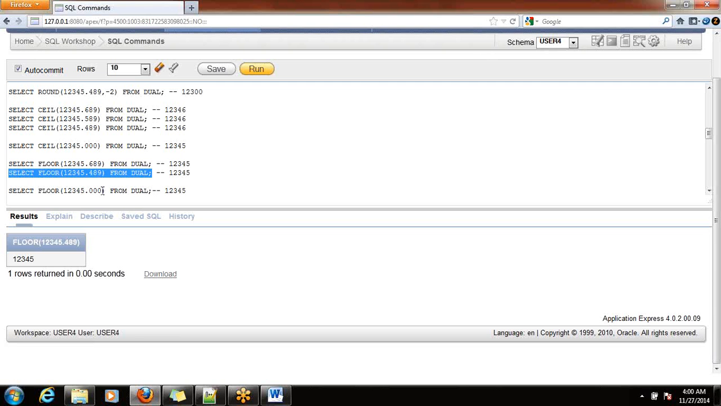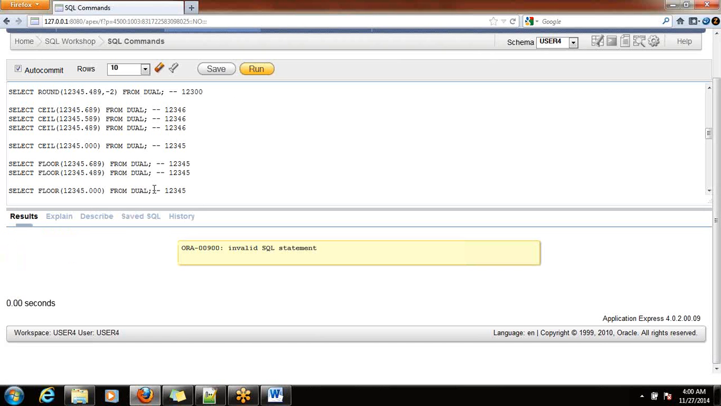Here the thing to be noted is, as we are applying floor, it is giving the same value 1, 2, 3, 4, 5. Whereas when you apply ceil, it is giving the next value, I mean 1, 2, 3, 4, 6. That's the difference. So ceil would give the next higher value, floor would give the same value.